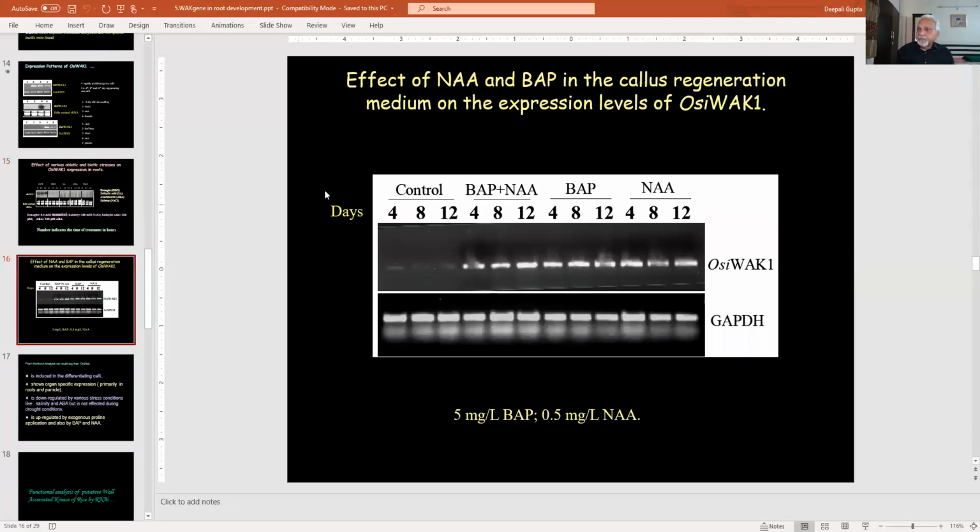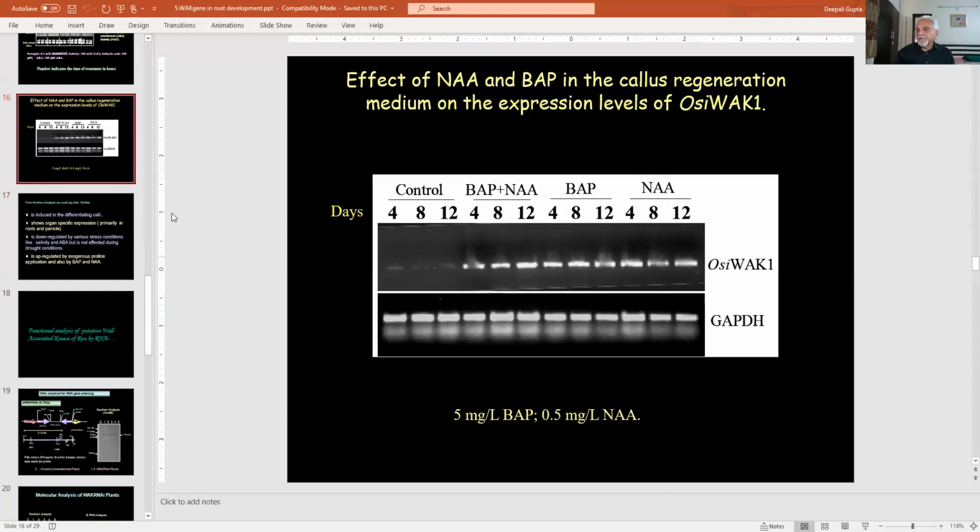Further, we looked at the expression of this gene in proliferating calli or differentiating calli when they are transferred to NAA and BAP hormones. We checked whether it is expressed in rapidly proliferating calli on 2,4-D, or whether it gets induced only when they are transferred to this composition of plant growth regulators. So we checked it in the presence of BAP alone, NAA alone, and both together. Interestingly, you can see that this gene is getting upregulated in the presence of BAP alone, NAA alone, or BAP plus NAA. It means these two hormones upregulate this gene, indicating that probably it has some role in the differentiation process.